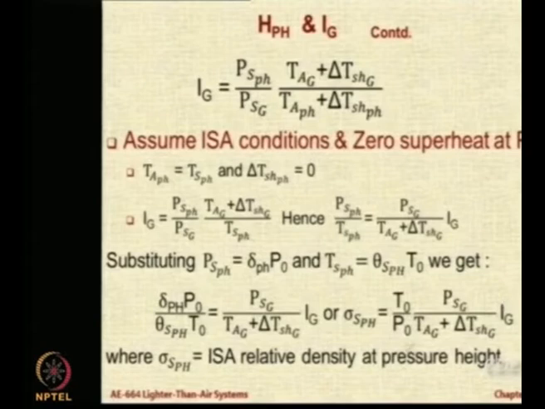The advantage of doing this is that you bring in T0 and P0, which are constants. T0 being 288.16 degrees Kelvin, and P0 being 101325 Newton per meter square. So these two numbers are constants. Therefore, the density ratio at the pressure altitude, that is sigma SPH, will be equal to two standard quantities, their ratio, times pressure at the ground under standard conditions, temperature at the ground, and if any superheat is present, times IG.